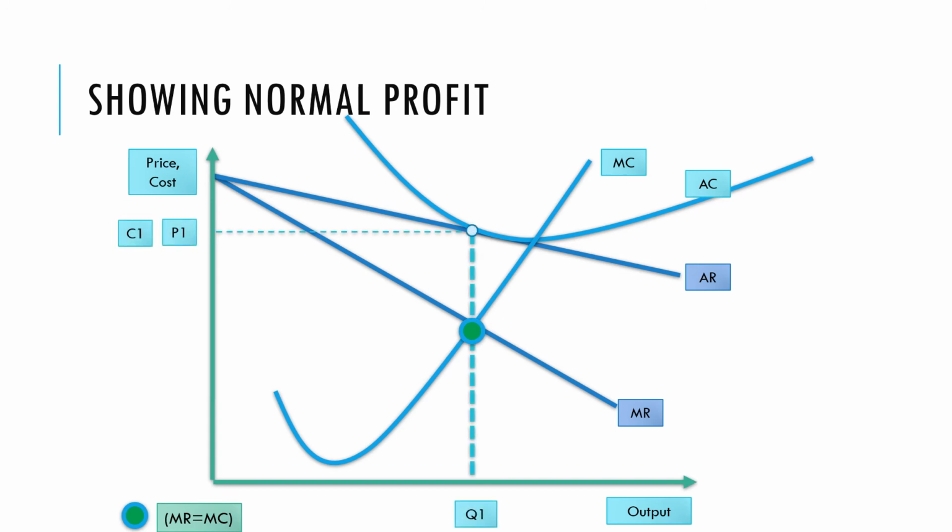And so what is the price that we're charging at Q1? Well, at Q1 we go up to the demand curve, the average revenue curve, and we find out the price, which would be P1. And what is the cost at a level of output of Q1? Well, to find out the cost of producing each unit, we go up to the average cost curve and we find out it's C1. And here, because the price is the same as the average cost, we are making normal profit. Because remember, we've assumed the average cost curve includes the opportunity cost.